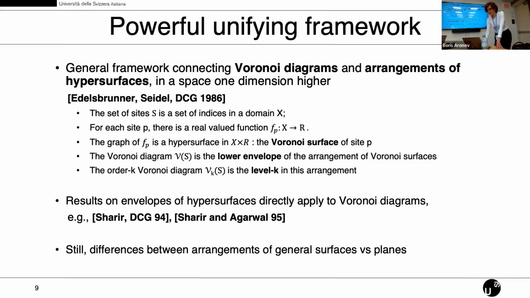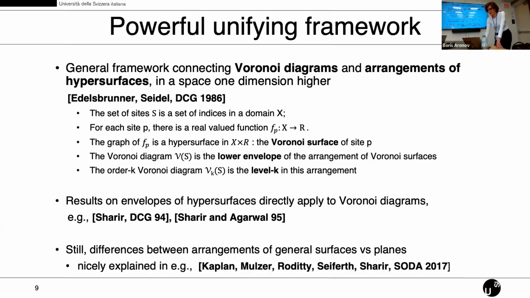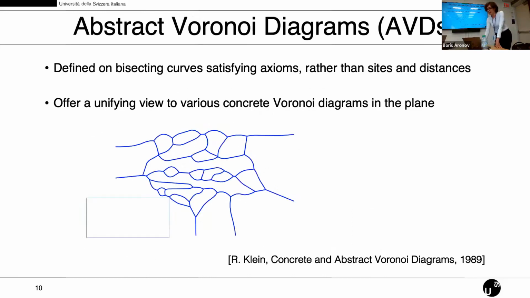But still, there can be differences between arrangements of general surfaces versus arrangements of planes, which was recently nicely explained in an example, for example, by Kaplan. And in the plane, another unifying framework comes from abstract Voronoi diagrams. Abstract Voronoi diagrams are defined on bisecting curves that satisfy some simple properties rather than sites and distances. And they offer a unifying view to various concrete Voronoi diagrams in the field.